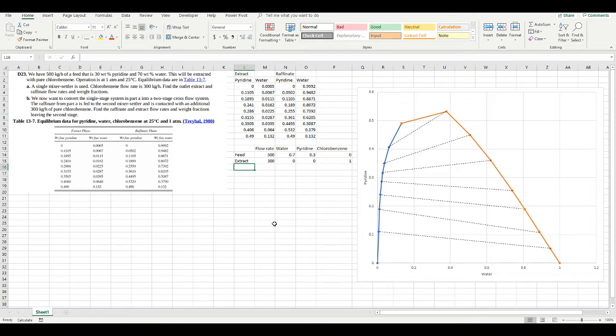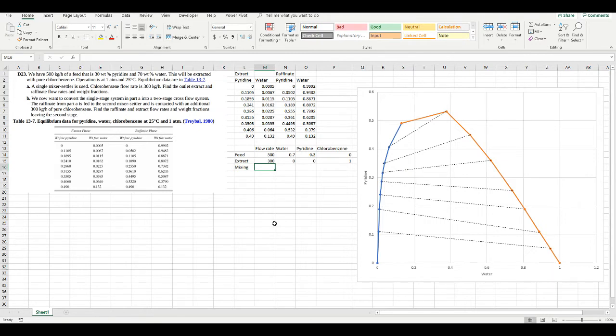The next step here is to determine the mixing point based off of the flow information of the feed and the extract. So as you may recall, the mixing point is simply the composition you would get if you were to take the feed and the extract streams, the inlet feed and the extract streams, and just mix them together. Hence the name mixing point.